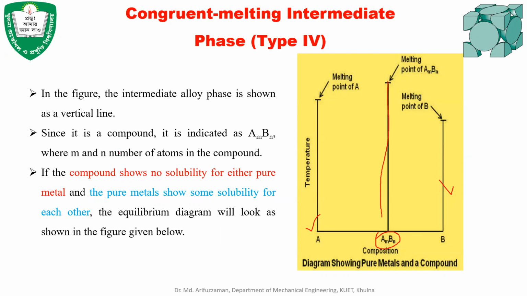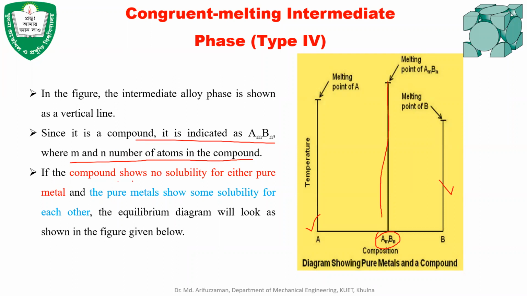and B. Since it is a compound, it is indicated as AMBN. So in the case of a compound, you can indicate it like AMBN because it is constant. The percentage of A and B is constant, and M and N are the number of atoms in the compound. So M and N indicate the number of atoms in the compound.